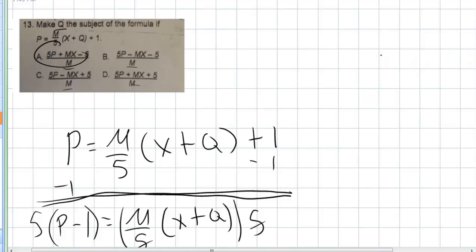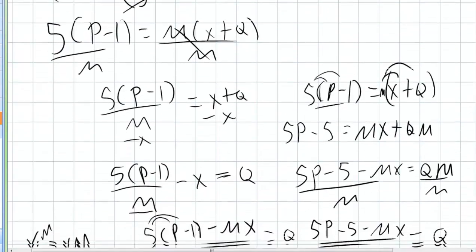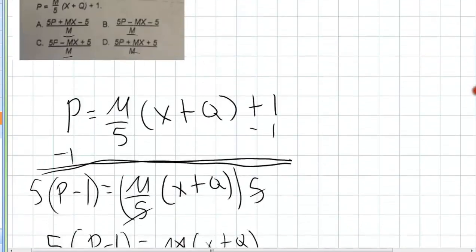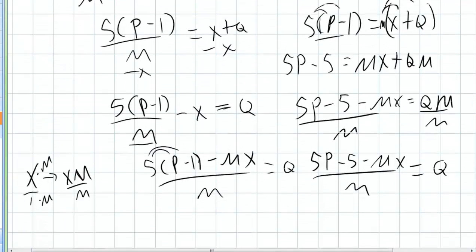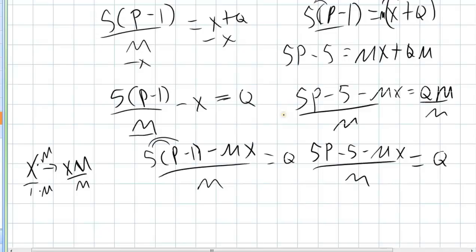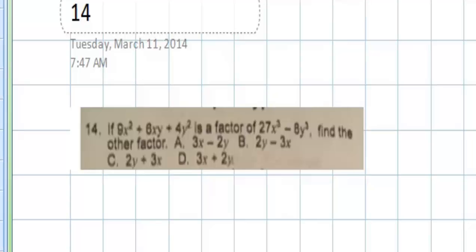Actually no, it's not that one, sorry. It's 5p minus 5 minus mx, 5p minus 5 minus mx. Okay, so it's this one. Just make sure that you watch your steps while you're working. Keep clarity with you, and then you'll arrive at the same answer. It just depends on what you feel like doing.